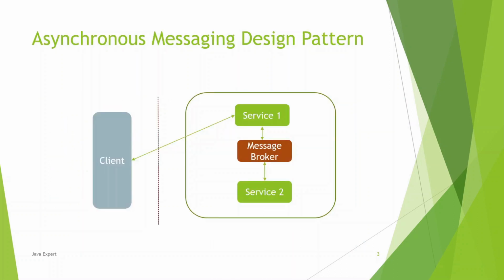This is a simple diagram of how the asynchronous messaging design pattern looks. You see that the client will initiate the request to service one. Now service one wants to send a request to service two. If it is a synchronous call, it will initiate a direct HTTP request to service two and wait for the response. In case of asynchronous, we will have a message broker between service one and service two. Service one will place the message into the message broker and that's it. Service one will forget the request, and service two will receive the message from the message broker and process it. Right?